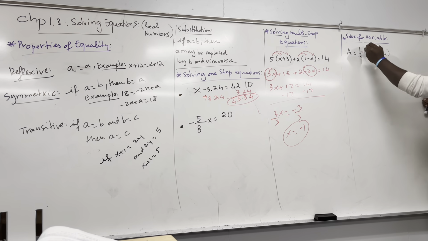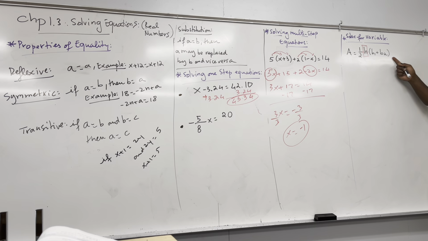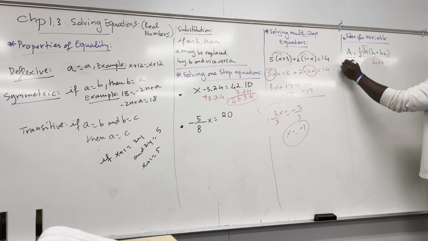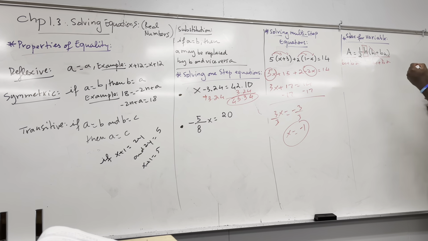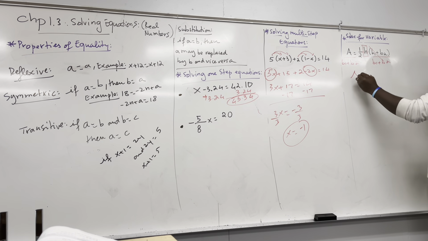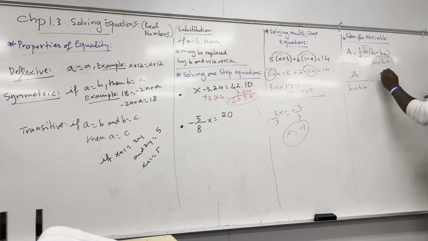I want to get this by itself, so I have to get rid of this as a first step. But because it's a multiplication, you do the opposite. So therefore now you divide it, right? I'm going to divide. And now this is gone, right? So I'm going to rewrite this whole operation. So I have A over b1 plus b2 equals 1/2 h, right?